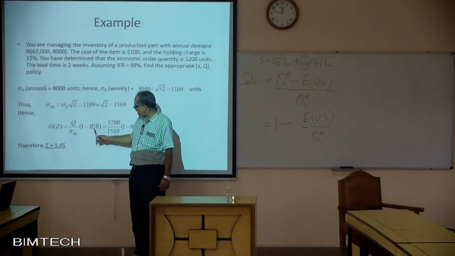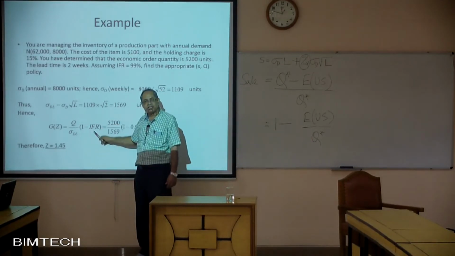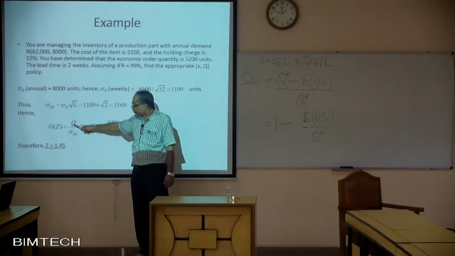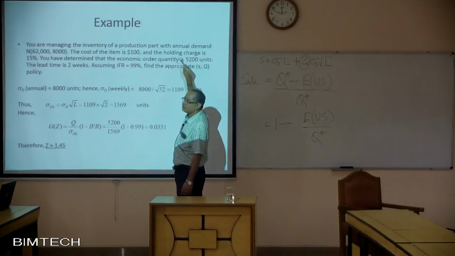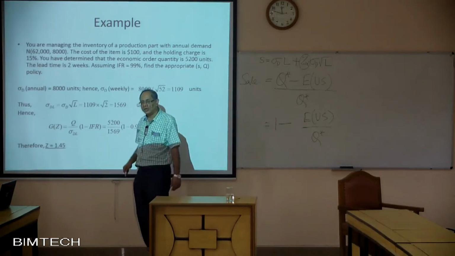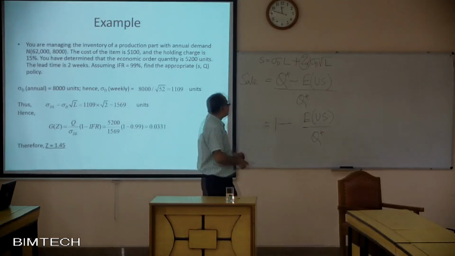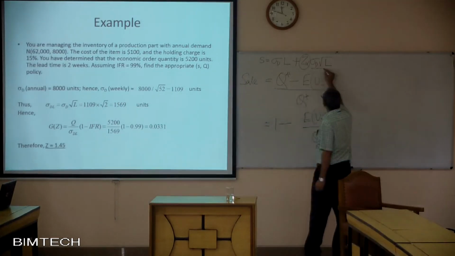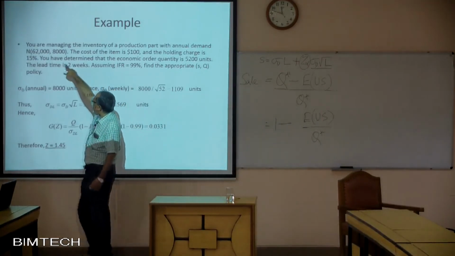Well, to find out GZ, I am given IFR. IFR is given 99%. So 1 minus 99% is 1%. Q is given, Q is 5,200 units. That is my order quantity. What is my sigma DL? My sigma DL is sigma D into root L. Okay. Now what is sigma D? Sigma D is 8,000.